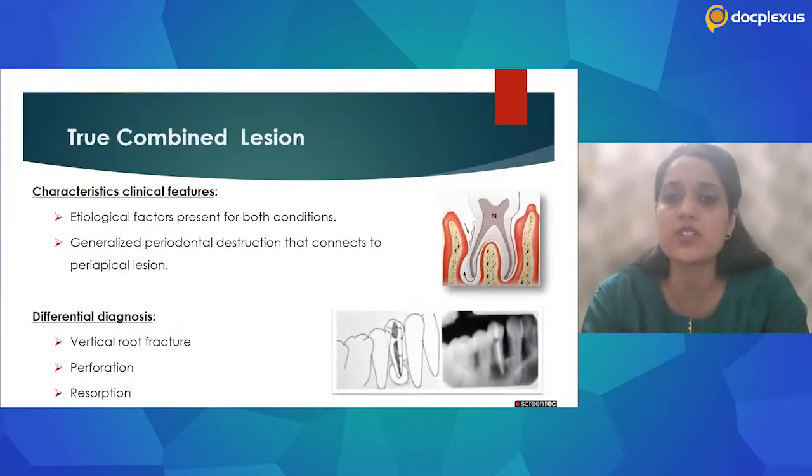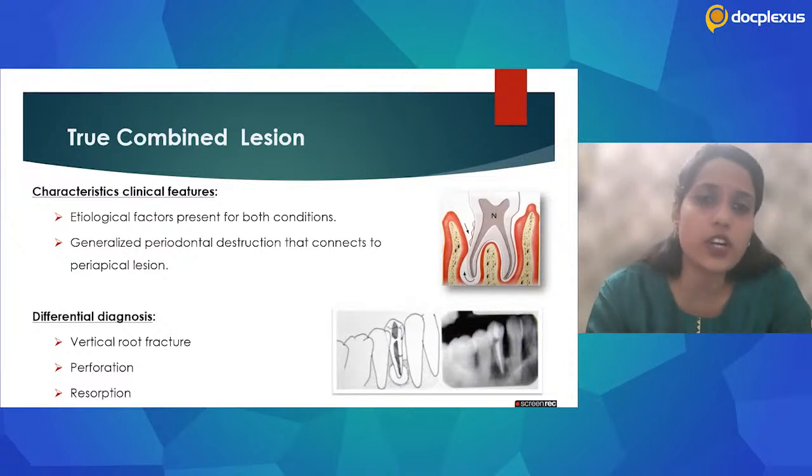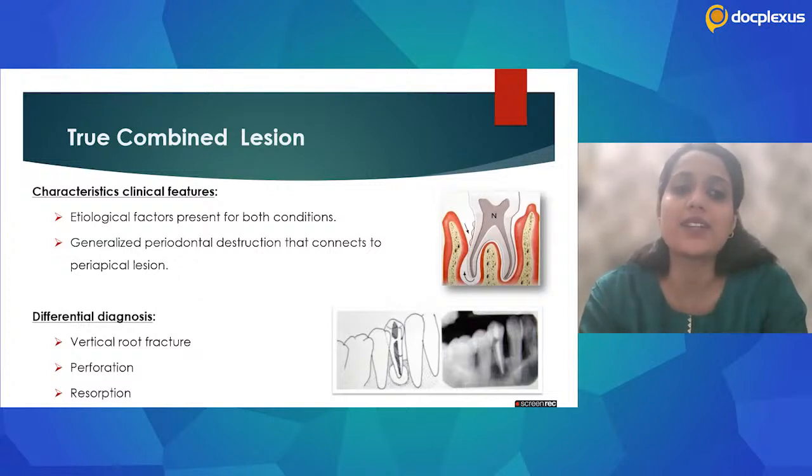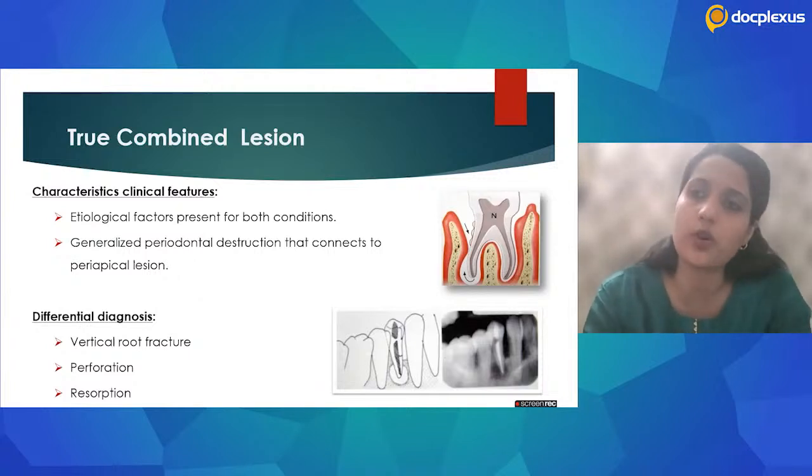In true combined lesions, the etiological factors of both conditions and the treatment of both conditions apply. In the differential diagnosis, it might resemble a vertical root fracture, maybe a J-shaped lesion, or bone loss around the root will be present. Perforation might not be present. It will have clinical features the same as vertical root fractures, perforations or resorption.